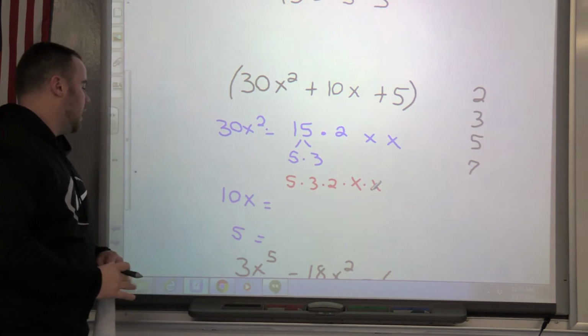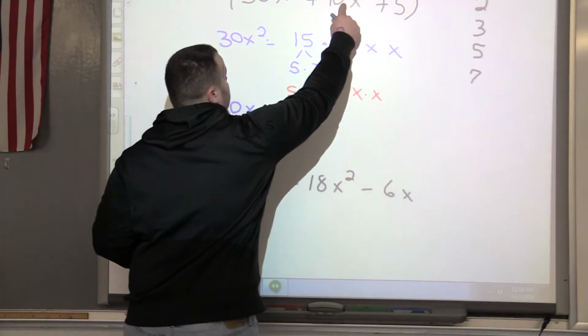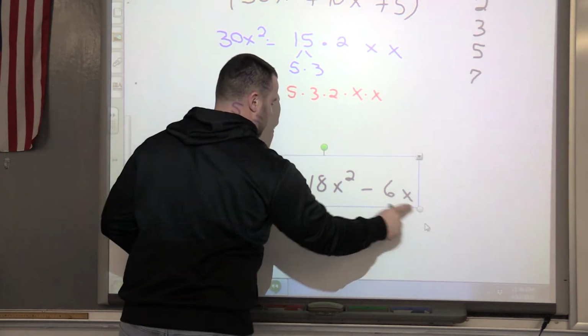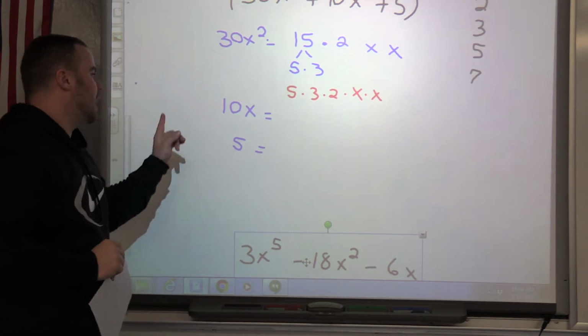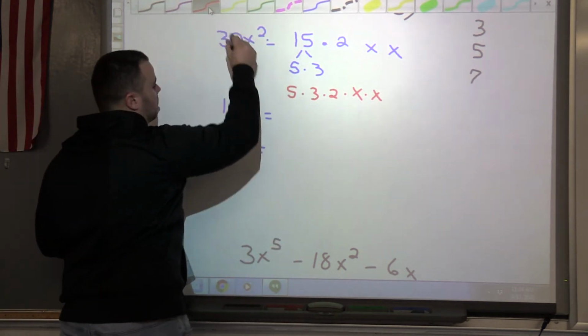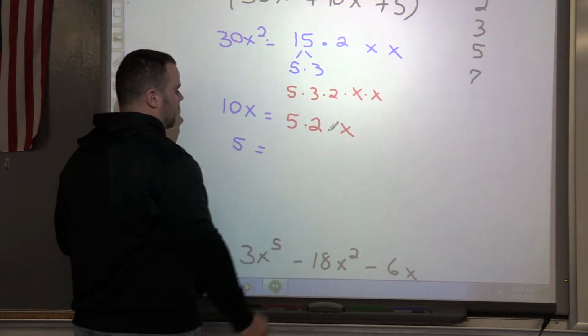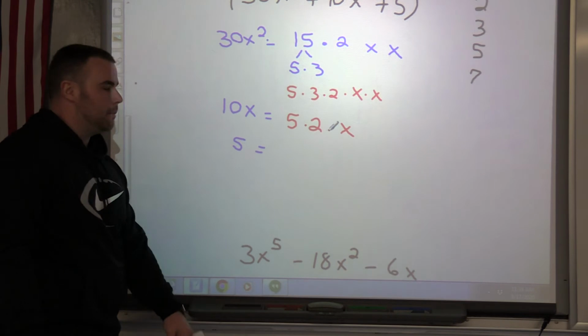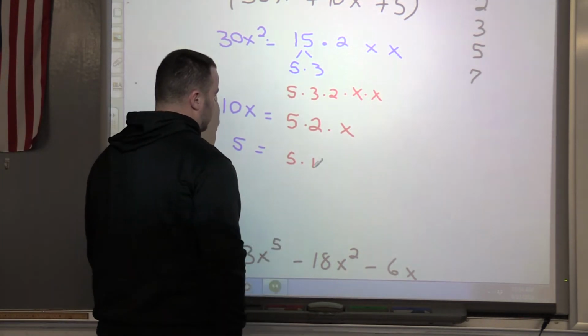All right, now let's do the same thing with 10x. 10's a little easier, so you don't have to do as much there. In order to get 10x, I'll multiply 5 times 2, and to get x, I'm just using x. And 5 is already a prime number, so I don't have to do anything. It would just be 5.